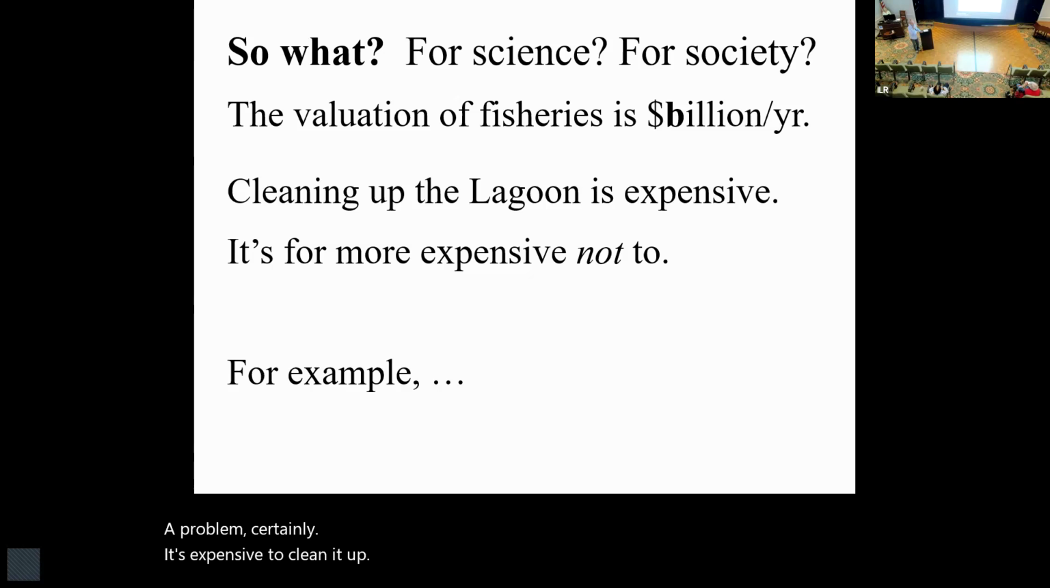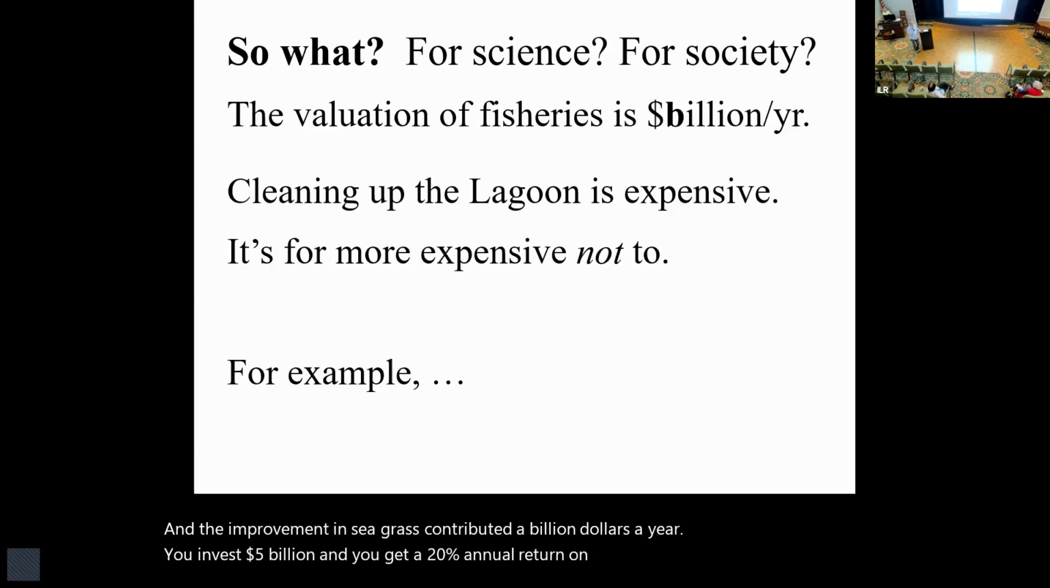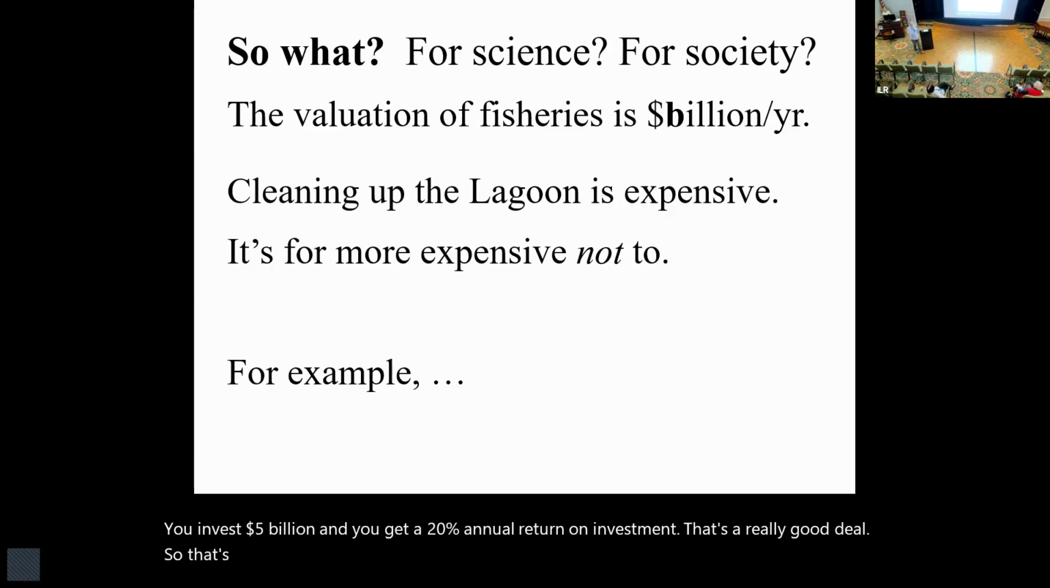Estimates are billions of dollars, but suppose that was $5 billion. And the improvement in seagrass contributed $1 billion a year. You invest $5 billion and you get a 20% annual return on investment. That's a really good deal. So that's one of the reasons to have a dollar value. Some people will say, well, it's expensive to do it. And we say, but yeah, seagrass is important. Well, if you're talking dollars and dollars, then it makes a little more sense to do the comparison.